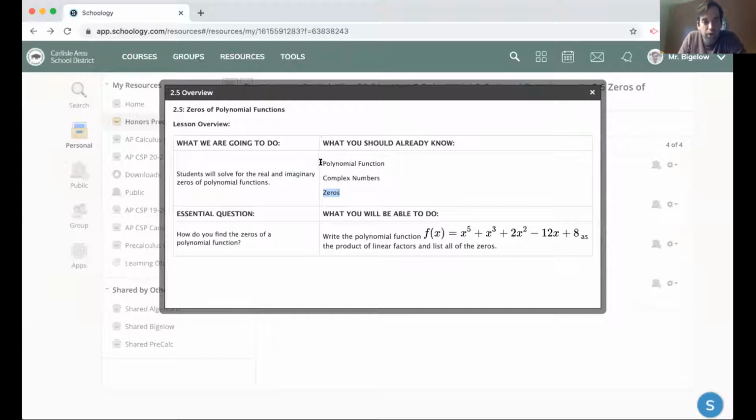We also, at this point, know what a polynomial is. It's any function that's made up of different types of x terms with different exponents. For example, this one right here is a polynomial. And we've also now learned about complex numbers, right? The imaginary numbers. So now we can find all of the real and imaginary zeros of a polynomial. And so our essential question today is, how do you find the zeros of a polynomial function? As simple as that. All right, I'm going to switch over to the notes.